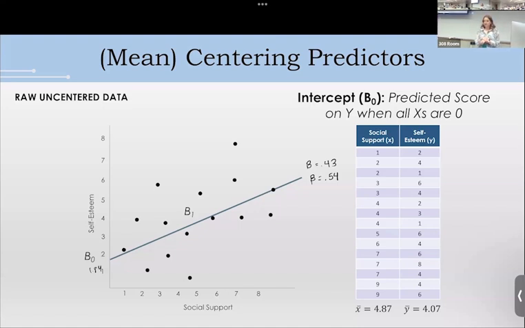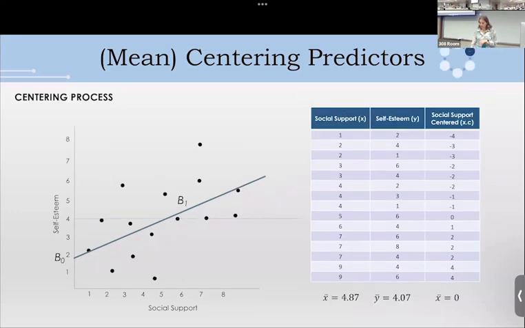What it means to center is to subtract the average x from all values of x. So here we have all the social support scores and all the self-esteem scores. What we're going to do is center social support. And generally what I do is I take the X and I do dot C. That's how I recognize that it's centered.